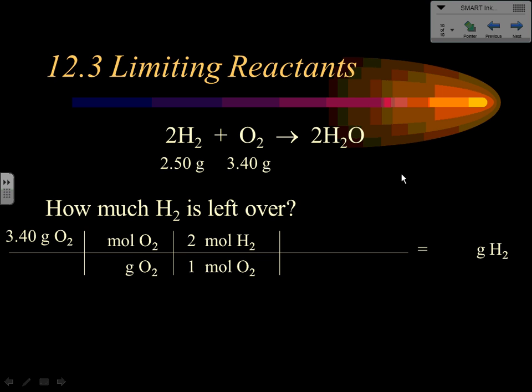So first I get a molar mass problem. I don't want grams of oxygen, I want moles of oxygen. And I've got 32.0 grams for every 1 mole. I don't want moles of hydrogen, I want grams of hydrogen. And in 1 mole of hydrogen, I have 2.0 grams of hydrogen. So 3.40 times 2 times 2.0 divided by 32.0, going to 2 sig figs here, once again because of the 2.0 grams, is 0.43 grams of hydrogen.